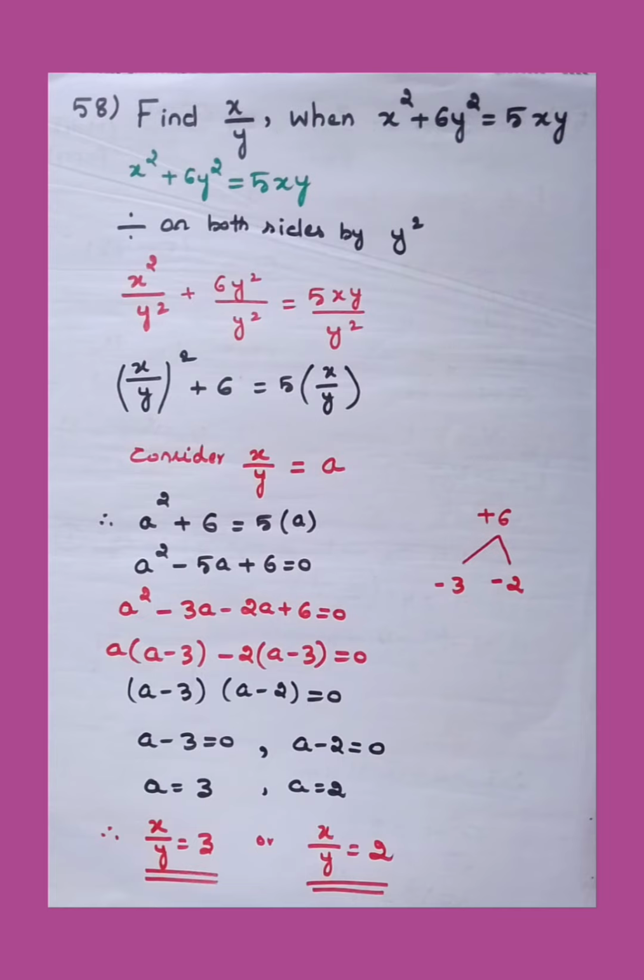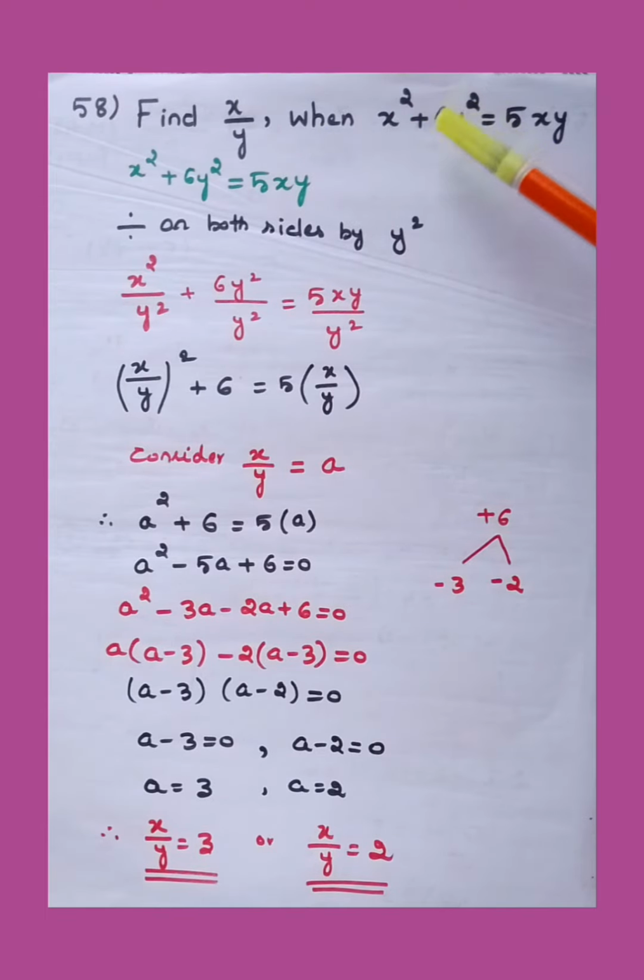We shall move to the next sum, the 58th one. Find x by y when x square plus 6y square is equal to 5xy. Whenever you come across an algebraic equation like this, equated to 4 or 5, any numeral, then on solving this somewhere you will have to substitute this value. If not, to find this value you have to somewhere make this equation in the form of x by y.